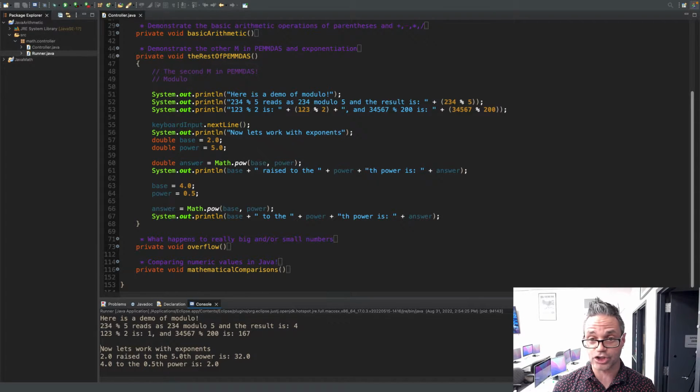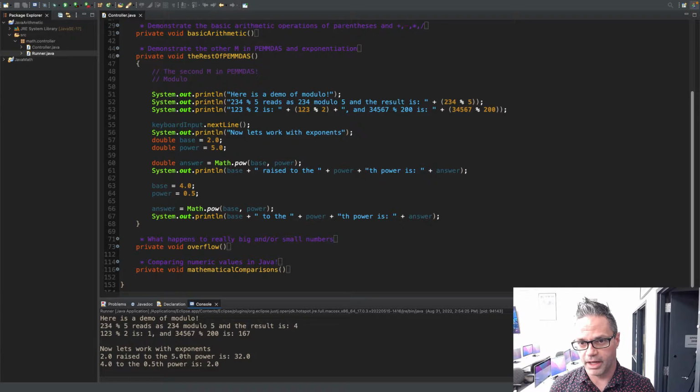We can also do more complex powers. In this case, I'm going to use a fractional power, aka a square root. And so I have base is set to 4.0, power is now assigned the value of 0.5, and so base raised to the power is answer, so I have 4 raised to the 0.5th power is 2.0. The square root of 4 is 2. We've got that done. And so math.pow is a very functional, very powerful tool that can do positive and negative, as well as fractional powers really well.